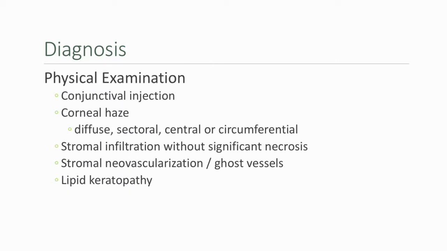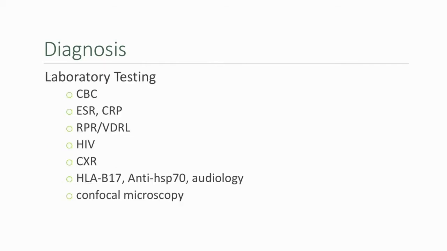On physical examination, the slit lamp examination, the things that you're primarily looking for or expecting to see with interstitial keratitis include conjunctival injection, corneal haze, which can follow any pattern really, stromal infiltration, but again, without significant necrosis, and no ulceration, and then stromal neovascularization or ghost vessels. And those vessels can sometimes leak lipid, and so there can be a layer of lipid within the inflammation.